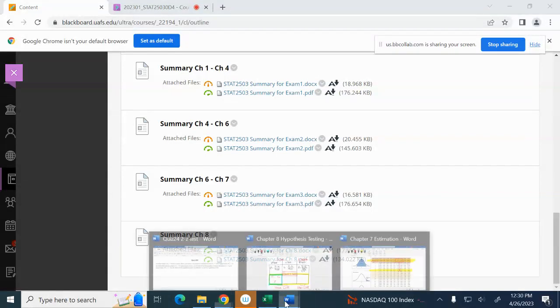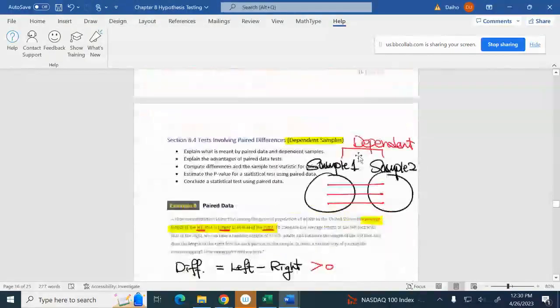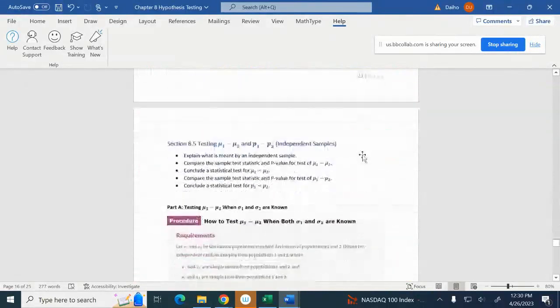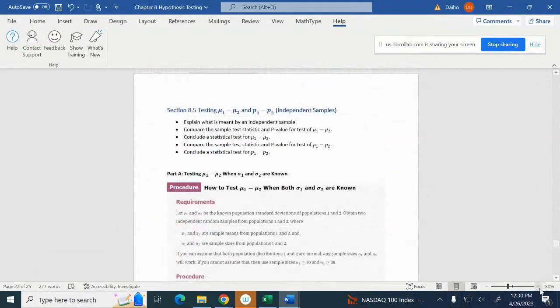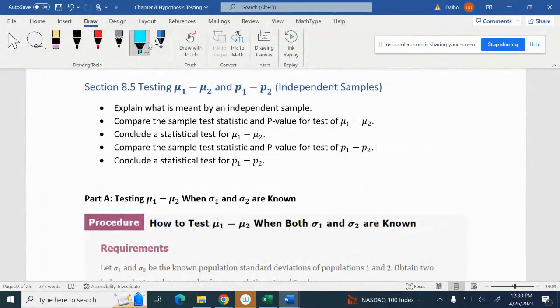So let me take the Z test, right? Yeah. So let me go down. Yeah, it is the paired T test. And now here we are going to discuss the testing for the mean difference. And we are going to discuss the proportion difference next Monday, I'm sorry.